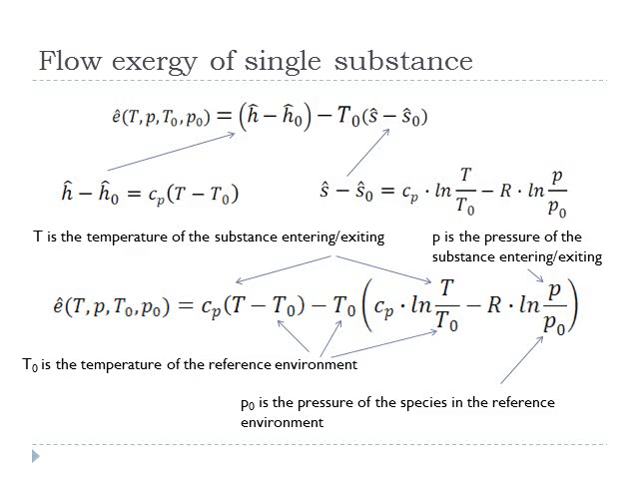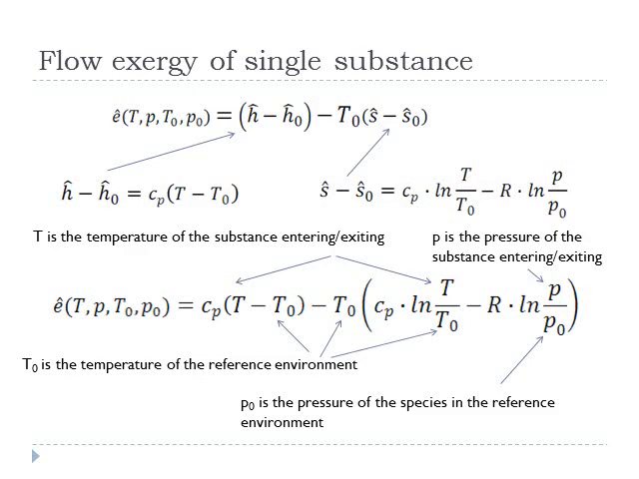So here we're going to be talking about the flow exergy of a single substance, and this is what we're going to be using when we eventually derive an exergy balance equation. So the molar flow exergy: the inputs into this are going to be the temperature and pressure of the material as it enters or exits the control volume, and then once again we're going to need P naught and T naught, the temperature and pressure defined for the environment itself, not the control volume, but the outside environment.